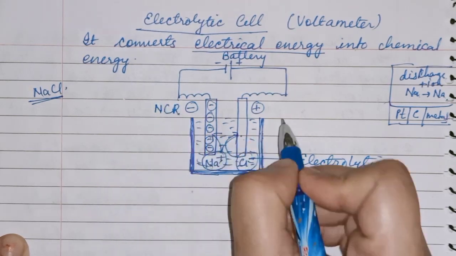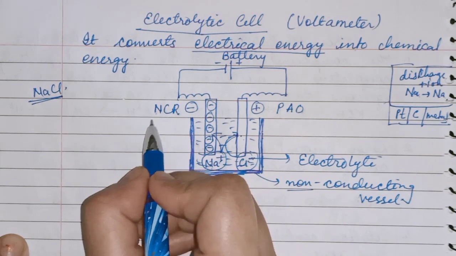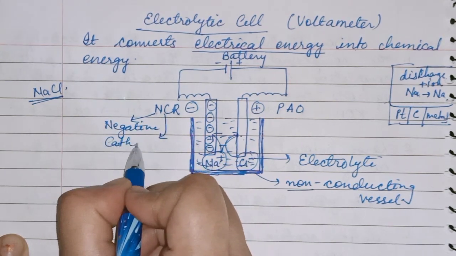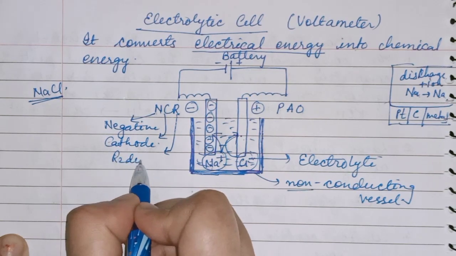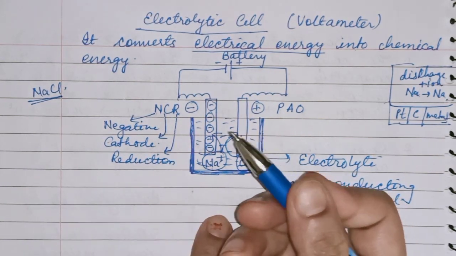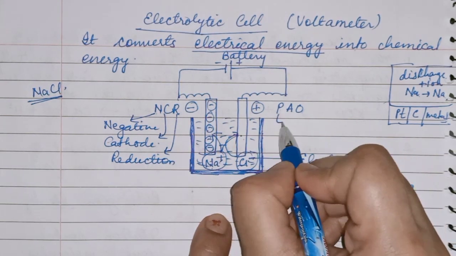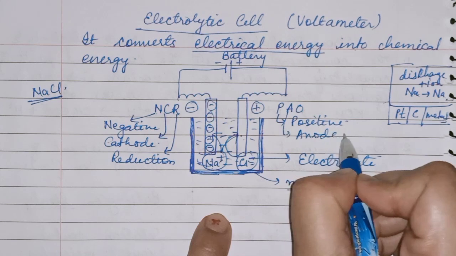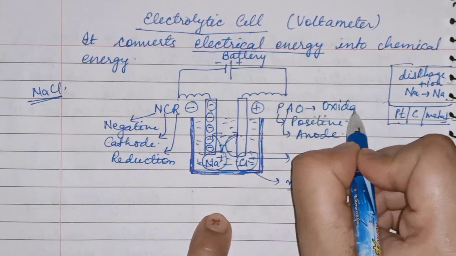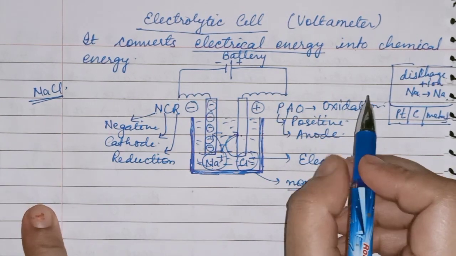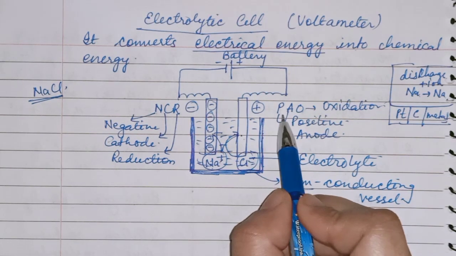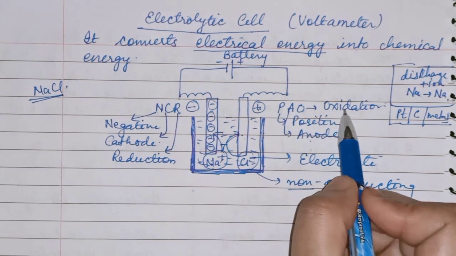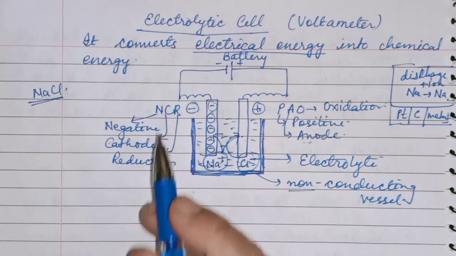NCR and PAO. What is NCR? N stands for negative, C is for cathode, and R is for reduction. I have taught you that in class 9th also. And PAO: P is for positive, A is for anode, and O is for oxidation. Positive, anode, oxidation. So the anode is the positively charged electrode and oxidation takes place at the anode. NCR: negative, cathode, reduction.